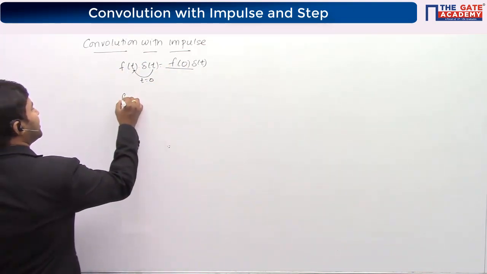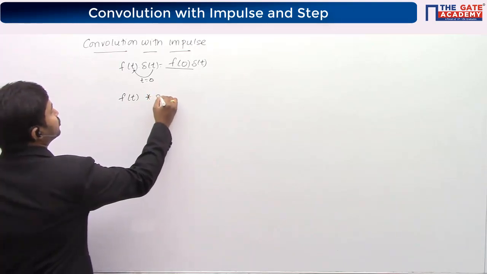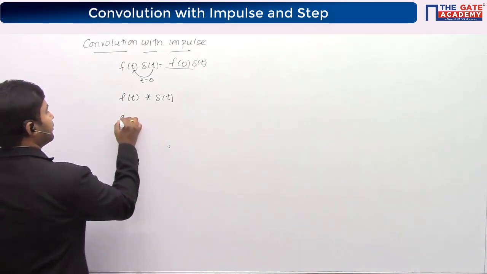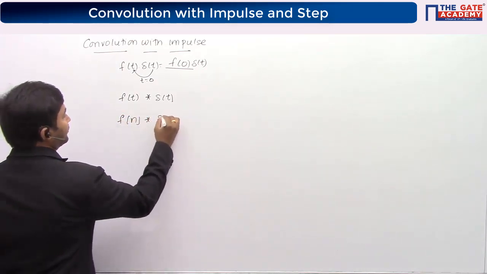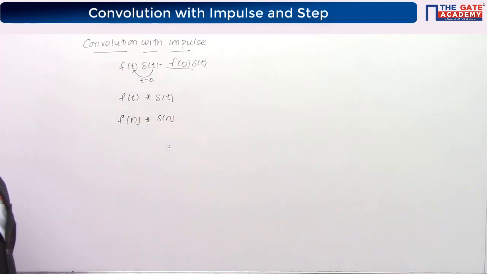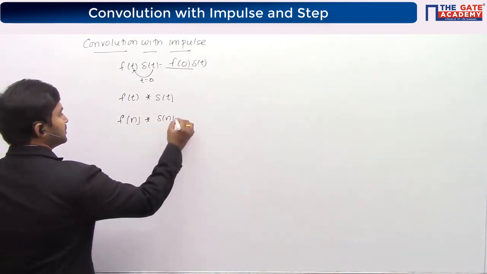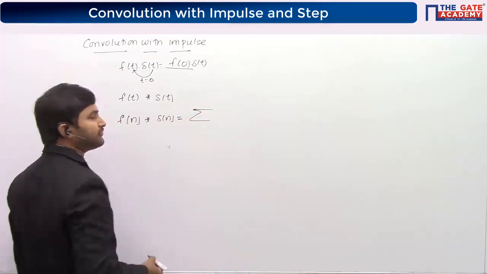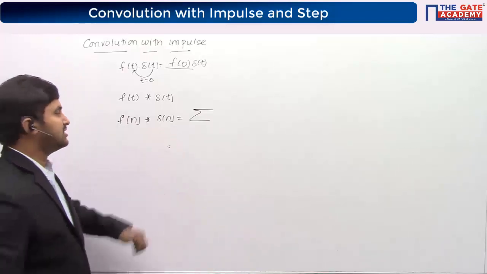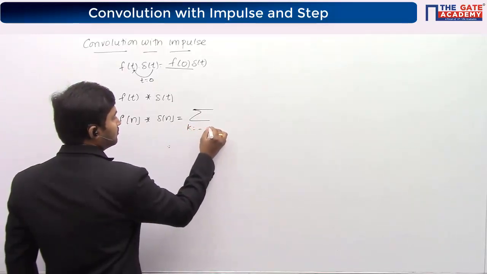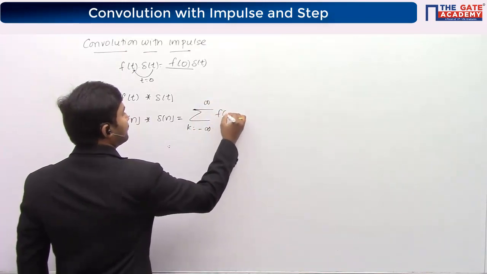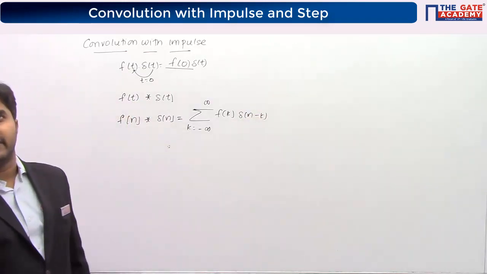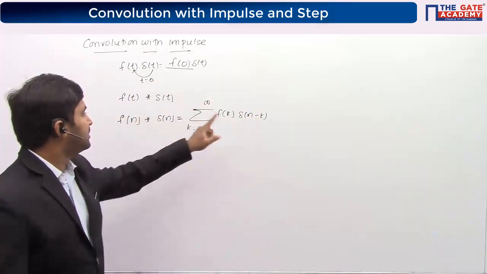Now, what if I want the convolution of it? I know the product, now I want the convolution. Or in the other way, f(n) convolved with delta(n). Using the formula of convolution, I can write it as a summation. Please tell me the formula. It is equal to summation k equal to minus infinity to infinity f(k) delta(n minus k). Yes or no?